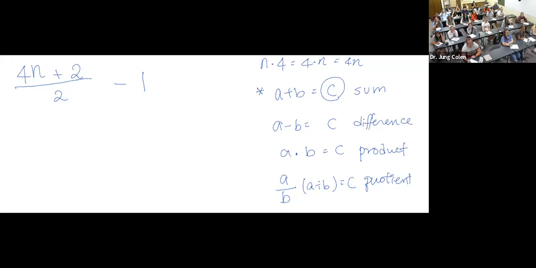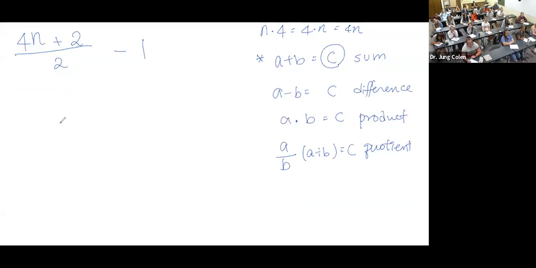Now, can we simplify this? Yes, we can, right? This big fraction we can break into two parts, like 4n over 2 plus 2 over 2, minus 1. Can I do that? So these two are exactly the same, right? And can we simplify 4n over 2? Yes. How? Divide by 2 for both numerator and denominator, right?